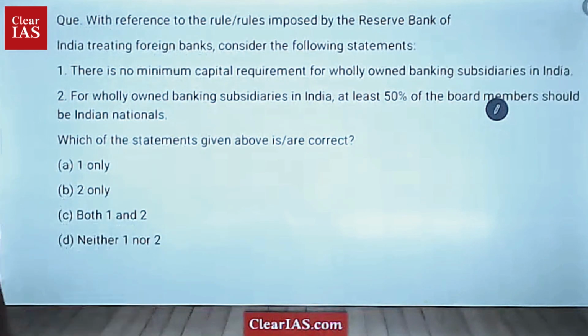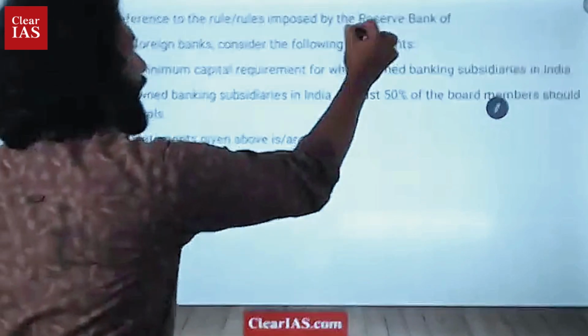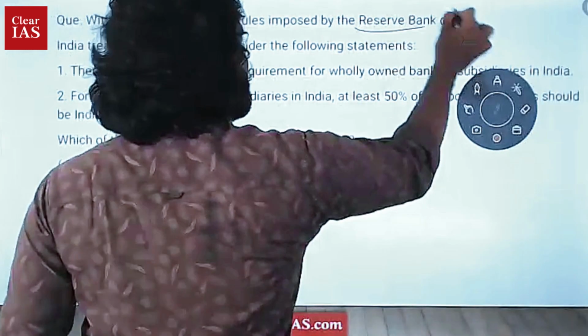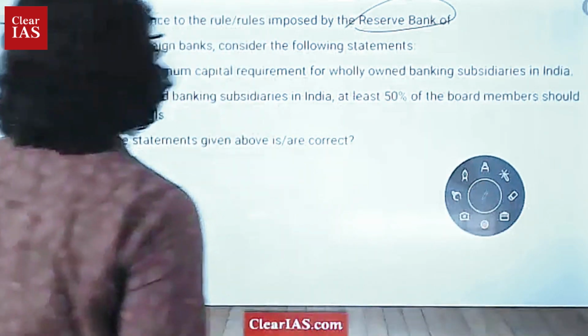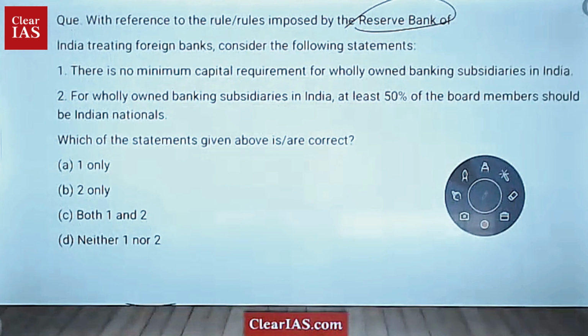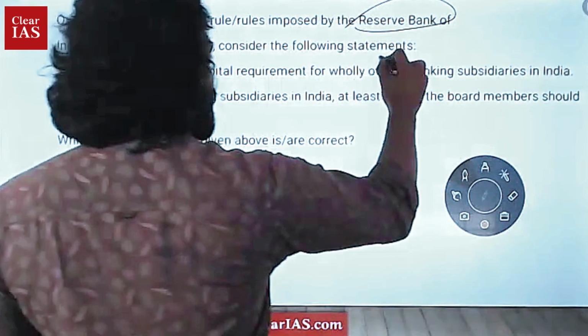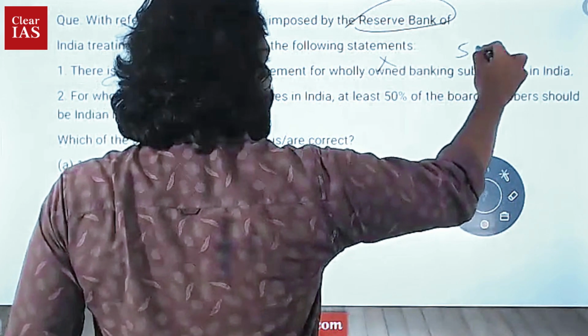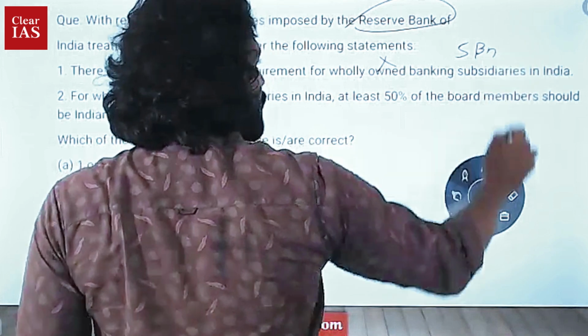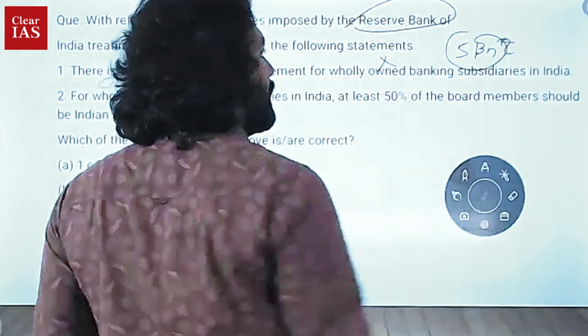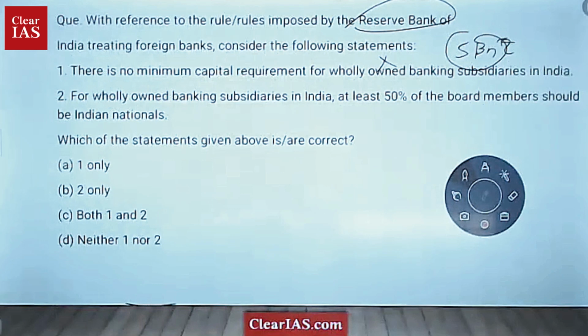With reference to rules imposed by the Reserve Bank of India, again a topic identified as very significant. Reserve Bank of India and foreign banks. Consider the following statements. There is no minimum capital requirement for wholly owned bank subsidiaries in India. This is the wrong statement. There is an initial capital requirement of 5 billion rupees. So this statement is wrong.